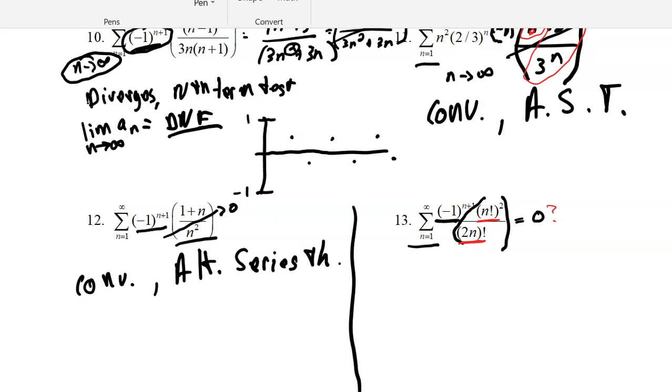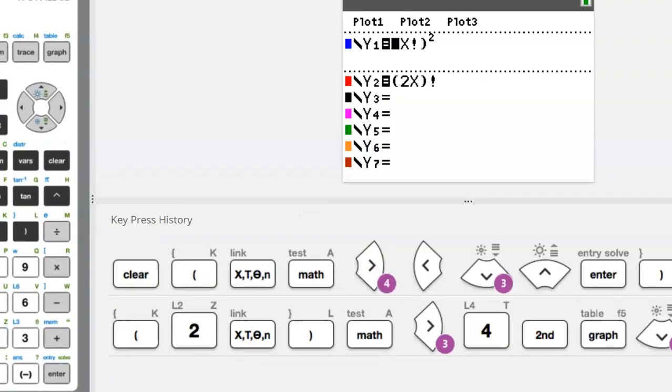Just so you believe me, so you don't think I am lying, we'll look at our calculator here, because the calculator never lies. So I have put this in. So this is the n factorial squared. All right, and then y sub 2 is the 2n with parentheses and then our factorial. So when I go to my table, y sub 1 is going to be the squared term. Y sub 2 is going to be the product of x with 2, and then our factorial. And then we will see if you are correct.